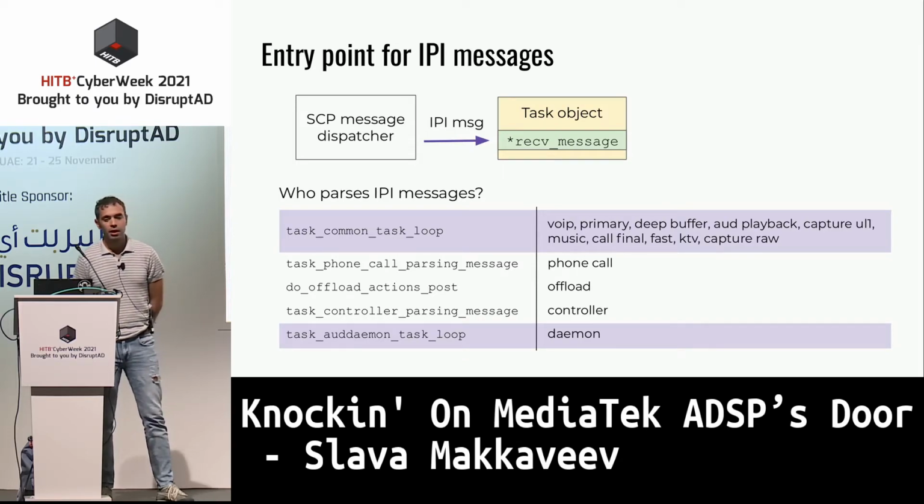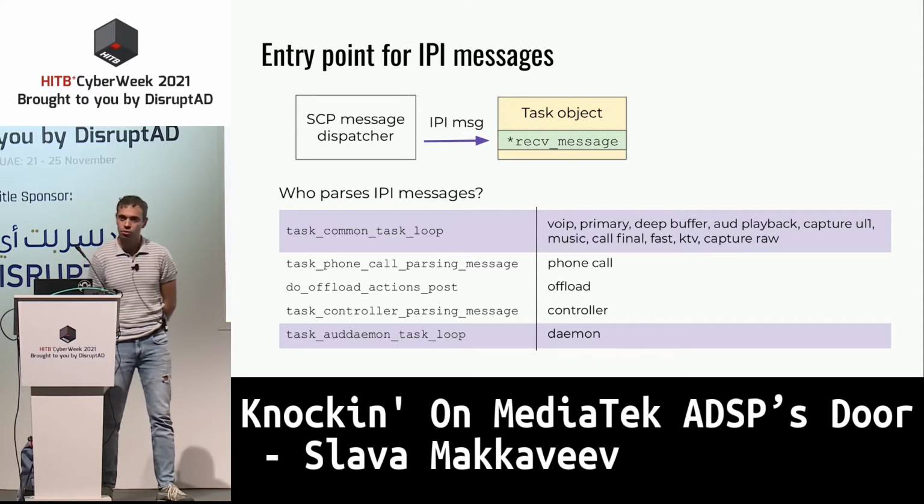So, after a quick look at the extensor code and the audio DSP firmware, I see that most of the audio tasks, except phone call, upload, controller, and daemon audio tasks, use the same task common receive function, and there are only five functions listed on the slide that parse audio EP messages, and this is where I looked for the vulnerabilities. I manually reviewed these five functions, and I discovered a few vulnerabilities that could be exploited to attack the audio DSP processor from Android.